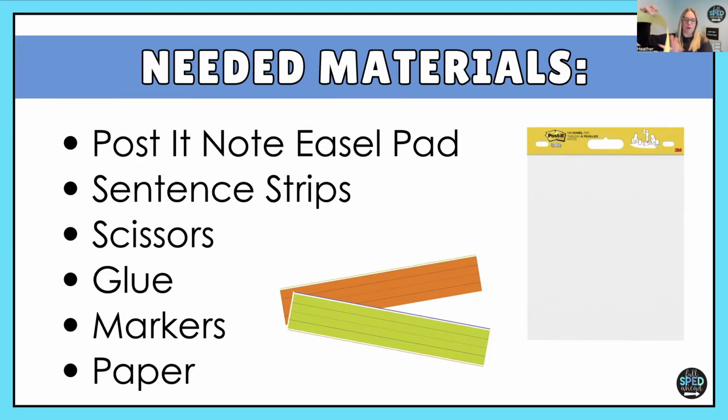Sentence strips is another one. Again, another thing you probably already have in your classroom. And then I just write the student sentences on here, which I will show you that step when we get there. So sentence strips, we need scissors, glue, markers, and paper. That's it. It's nothing fancy. All the things you probably already have in your classroom. Those first two you might need to order or make sure you have somewhere available. But for the most part, all those other things you should have in your classroom.